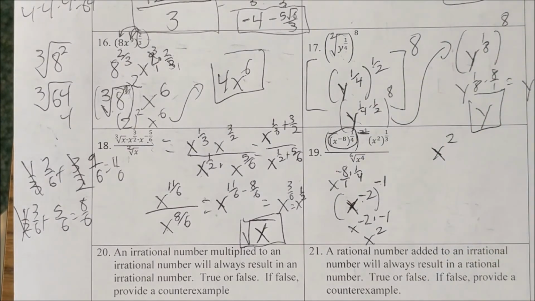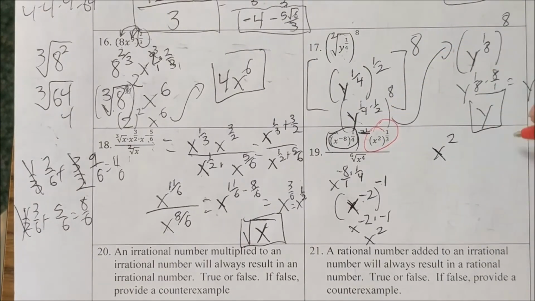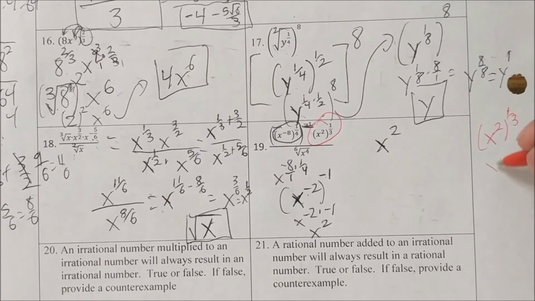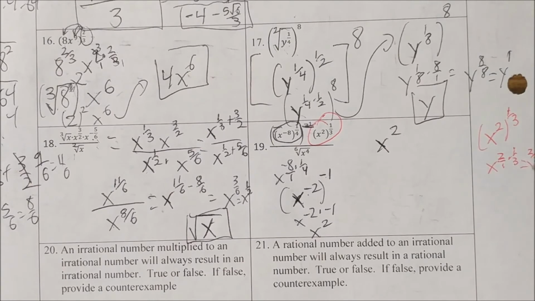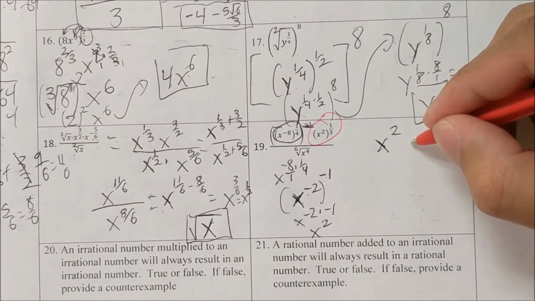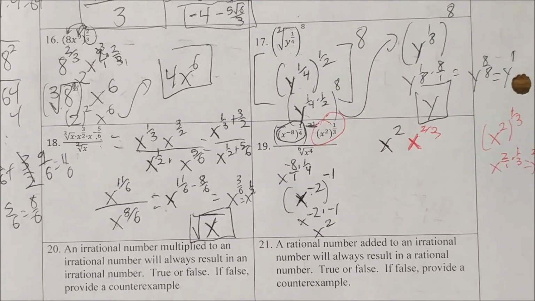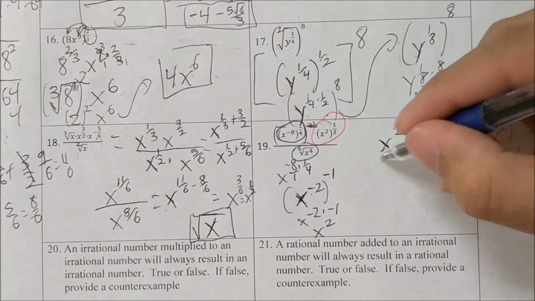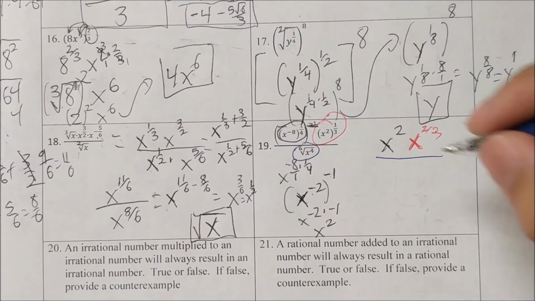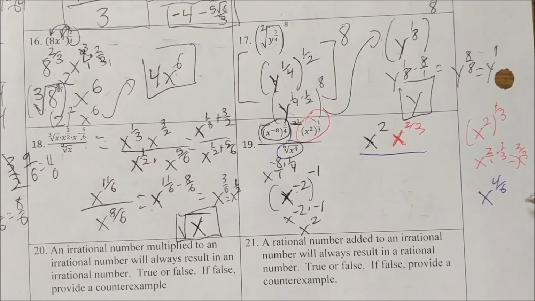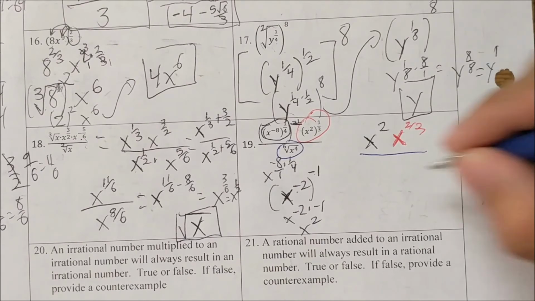So let's look at what happens over here. So we have x squared all to the 1/3 power. When we have an exponent to another exponent, we multiply. So that becomes x to the 2/3. And then in our denominator, I'll just rewrite this as a fraction. So this would be x to the 4/6, but that can be reduced to x to the 2/3.